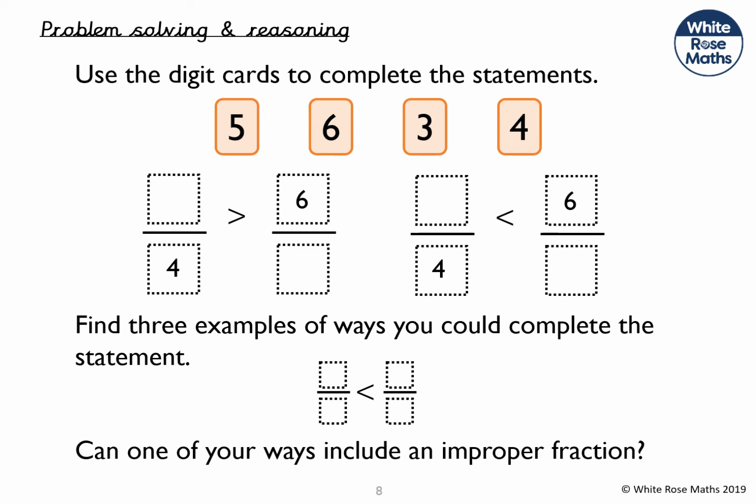For this one, it wants you to use the digit cards to complete the statements. So something quarters is more than 6 what? And then something quarters is less than 6 what? It says find 3 examples of ways that you can complete the statement, and it wants one of those to include an improper fraction. Off you go.